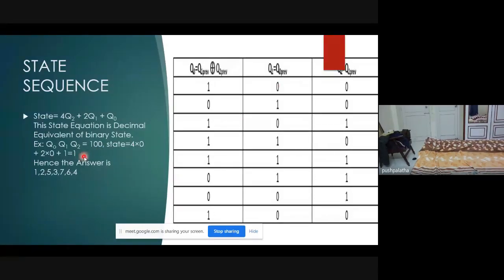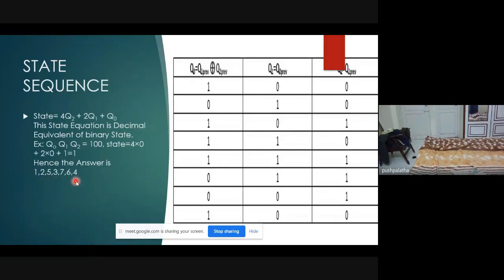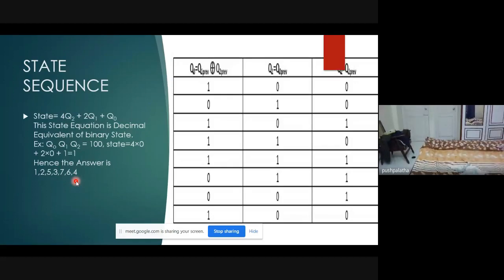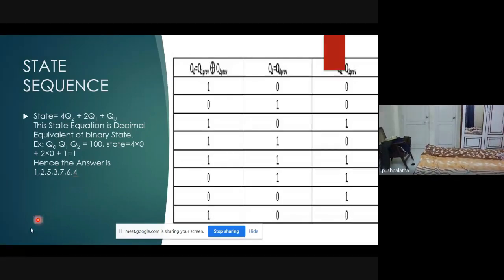In the next case, my Q naught equal to 0, Q1 equal to 1, and Q2 equal to 0. So 4 into 0, plus 2 into 1, plus 0. So I will get the answer as 2. If you keep on doing like this, 1, 2, 5, 3, 7, 6, 4 is the answer I will get. Okay, is it clear for you? 1, 2, 5, 3, 7, 6, 4 you will get, right?